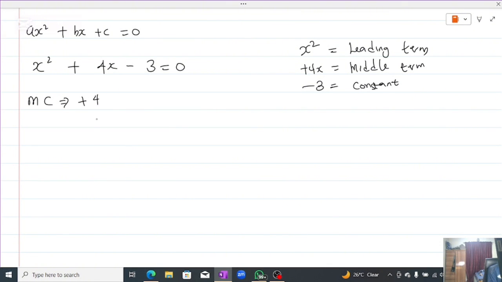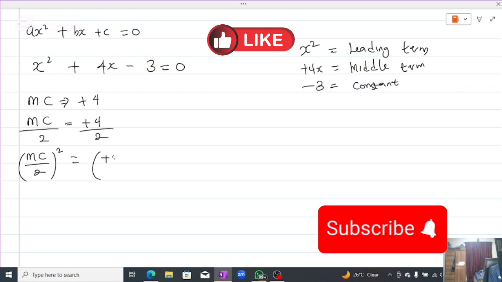So the middle coefficient is plus 4. Once we get the middle coefficient, the next thing to do is middle coefficient over 2, and that will give you plus 4 over 2. I will advise you not to divide it first. Just keep calm and proceed. Then you square it, and that will be plus 4 over 2, squared.